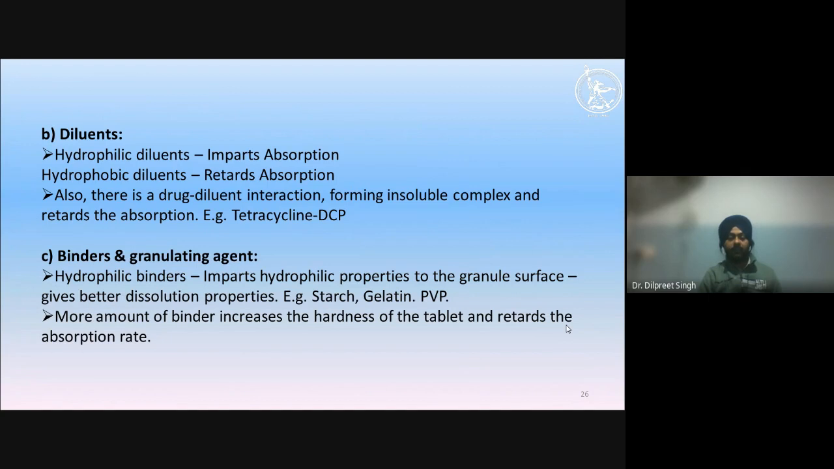The third, C, is the binders and granulating agents. The hydrophilic binder imparts hydrophilic properties to the granule surface and gives better dissolution properties, for example, starch, gelatin, PVP. A larger amount of binder increases the hardness of the tablet and retards the absorption rate.